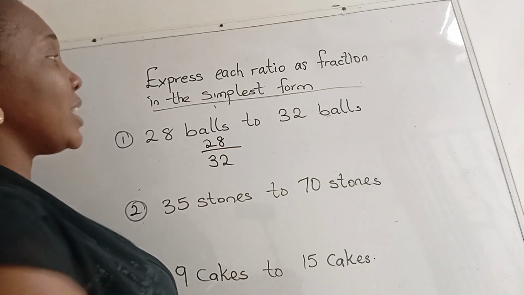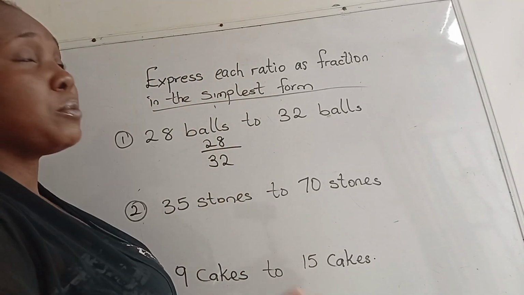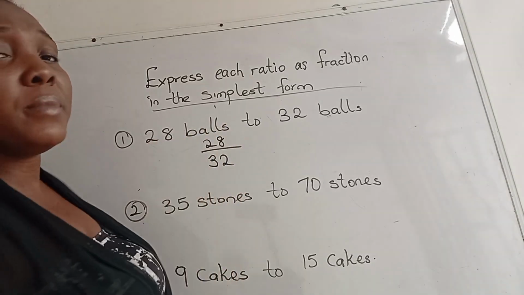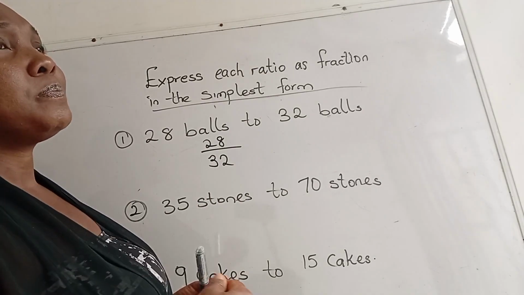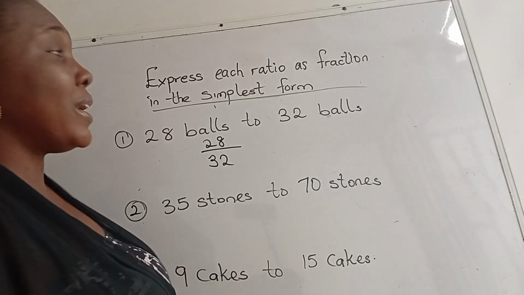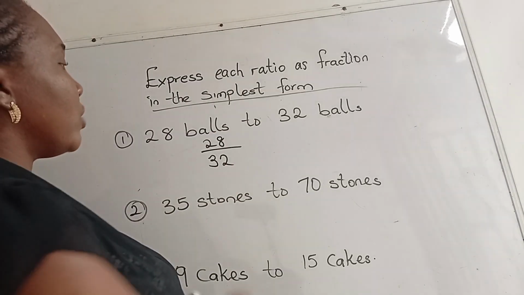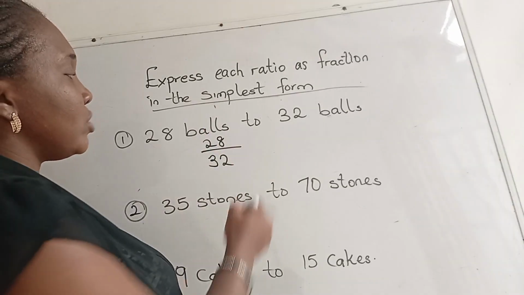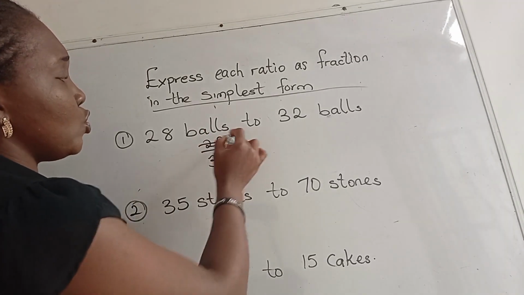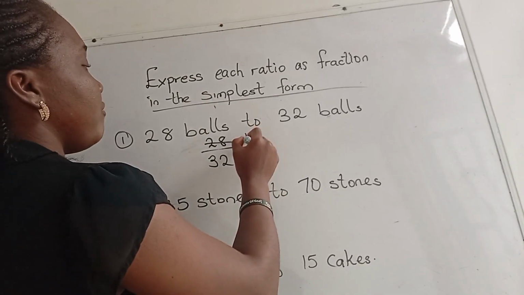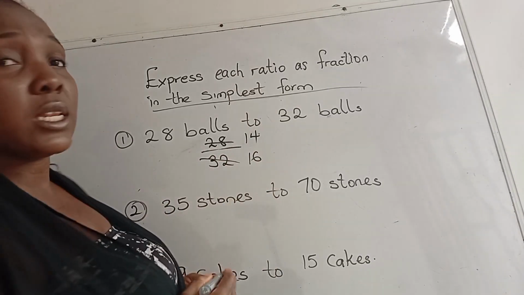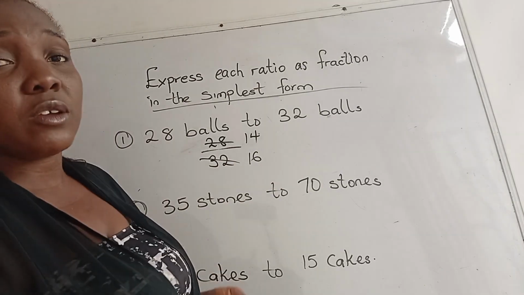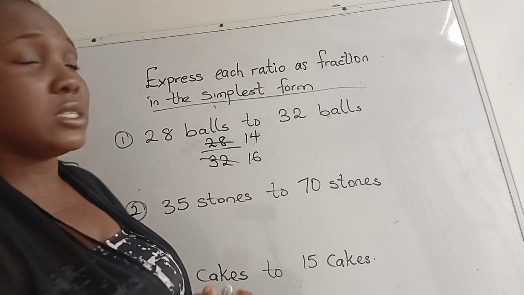So what we're going to do next is to get it to its simplest form. Simplest form means that you should reduce it to its lowest term, to the point whereby nothing can divide any longer. Now looking at this, what do you think can divide? I can use 2 to divide 28, that will give me 14, and 2 divides 32, that gives me 16. I'm going to reduce further because I know something can still go down.